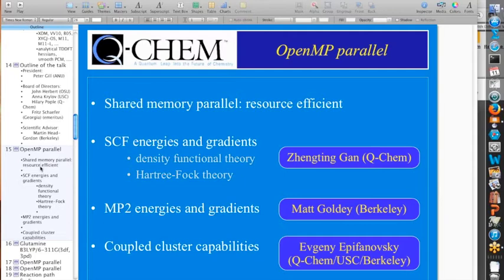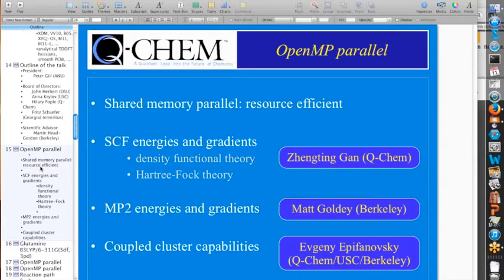So what I should say at the outset is that what I view, and I think what most of my colleagues at Q-Chem view as the target system here, is to make the best possible use of one node for one job, because a typical small research group will have a number of nodes that can be dedicated to a person for research, but typically that person will want to run multiple jobs.